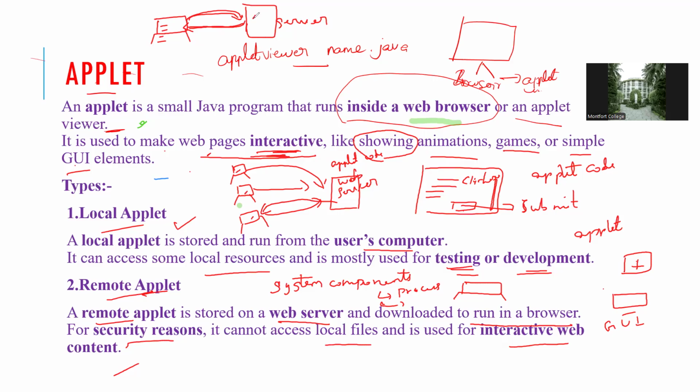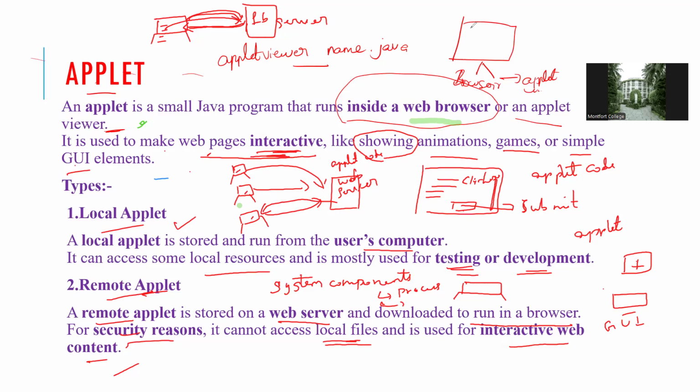For example, Facebook: if you are uploading any photos from your system, then only it will be uploaded. Automatically, it will not take without your consent, right? So that is the meaning here. For some security reasons, it cannot access local files which are in your system, and it is used for interactive web content. Interactive web content means for that purpose only we have applet.